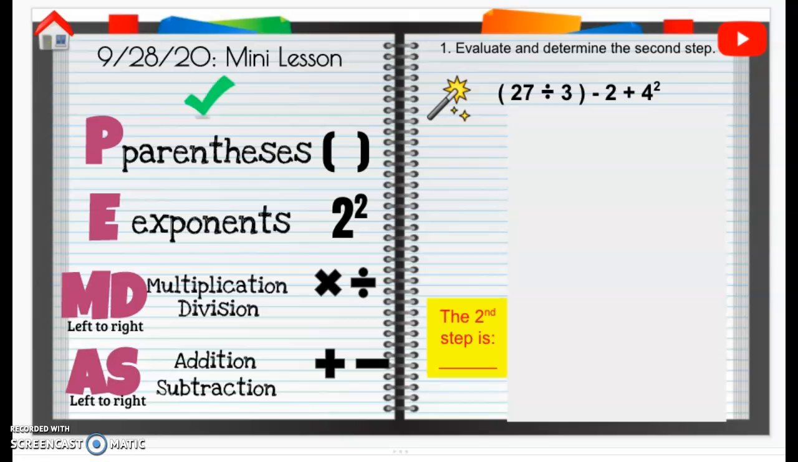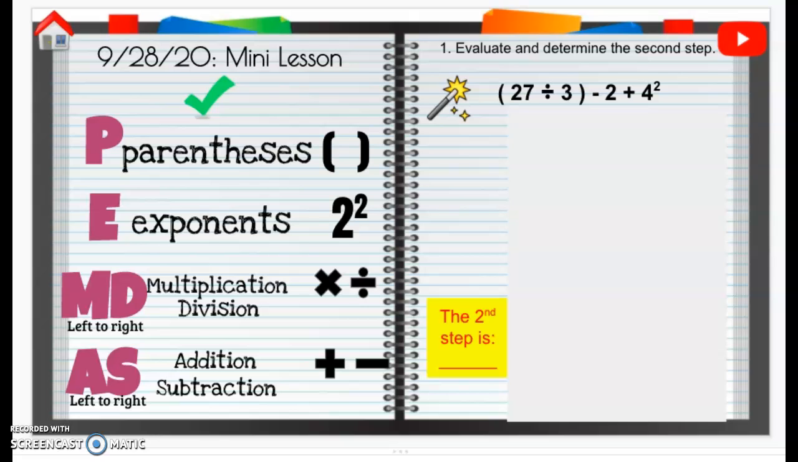September 28th, 2020 mini lesson. So again, we are going to take a look at our order of operations: the parentheses, exponents, multiplication and division from left to right, of course, and our addition and subtraction from left to right, of course.